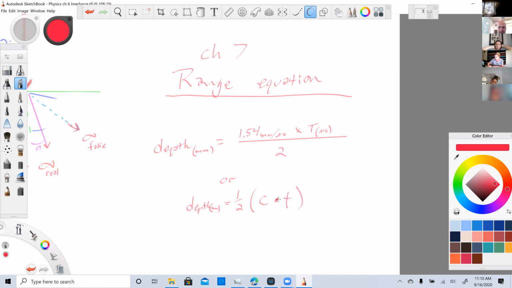So remember, that's another way of saying multiplication there. It's just a dot. C, why C? Well, C is 1.54, the speed of sound is 1.54. So that's just another way of writing it. And we don't have to have a 2 in the denominator. We could just simply multiply 1/2 times the product of C, the speed of sound, times the time. So that's just another way of writing the equation.